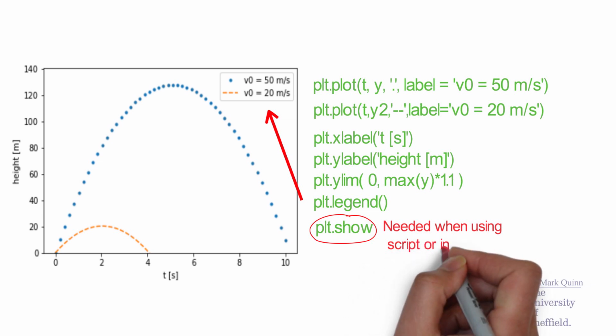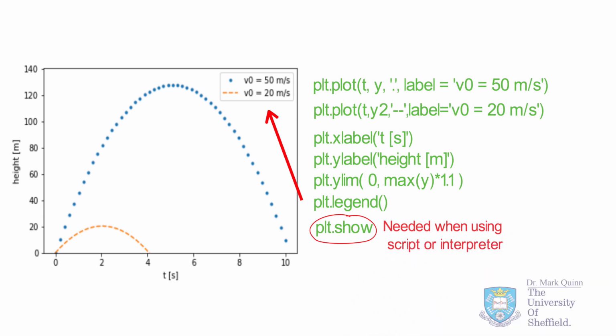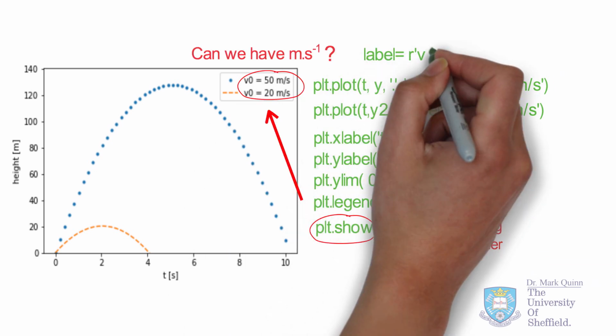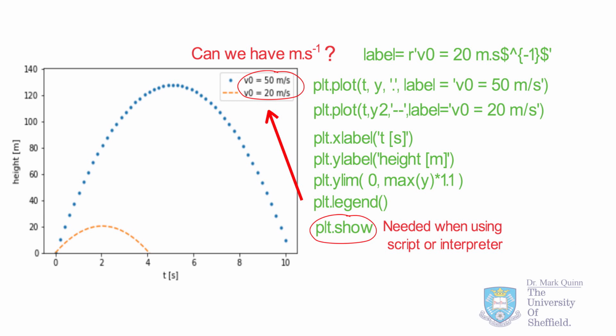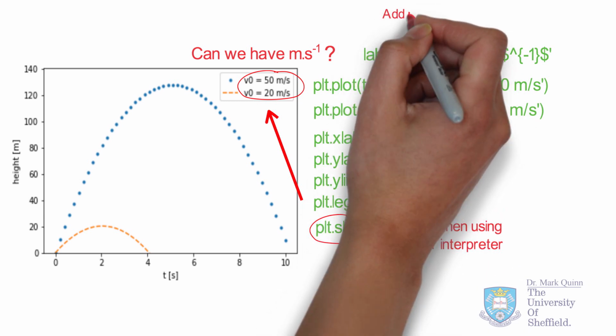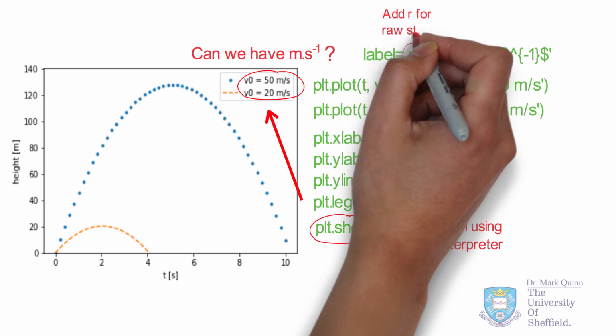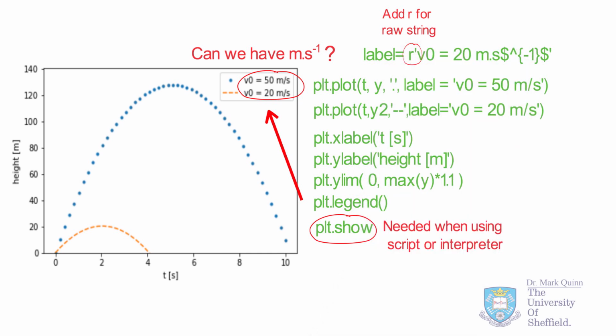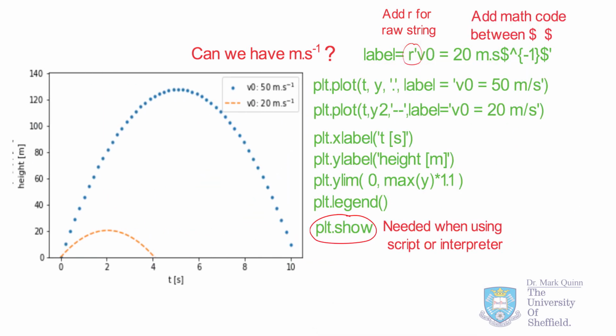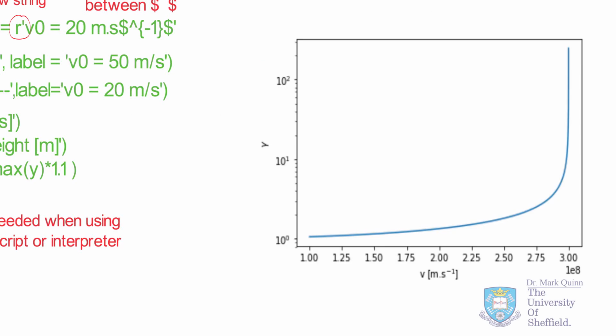Can we edit the legend such that we have meters seconds to the -1 as opposed to meters per second? We can insert mathematics such as powers in this case using the label with a r to define a raw string. And the raw string here will include dollar symbols to define a mathematical equation. And inside those dollar symbols, we can put any maths we choose using standard LaTeX symbols. Here we've decided to put meters.seconds, and the second is to the power of -1.